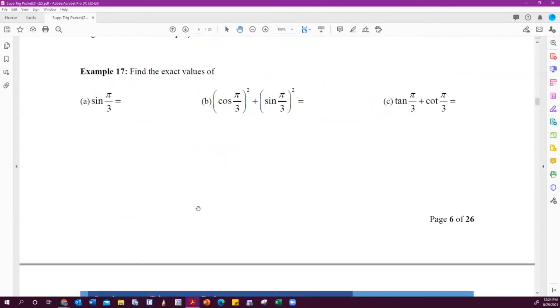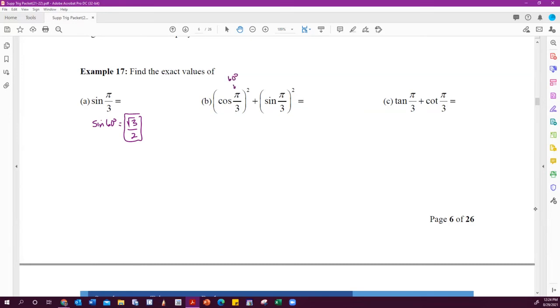Let's find the exact values of these now. So we have the 30-60-90 we just did above and filled in that chart. What is the sine of pi over 3? Well, remember that pi over 3 is 60 degrees, so it's actually just the sine of 60 degrees, which is rad 3 over 2. Cosine of pi over 3 means the cosine of the 60-degree angle. Remember, that's a 60-degree angle.